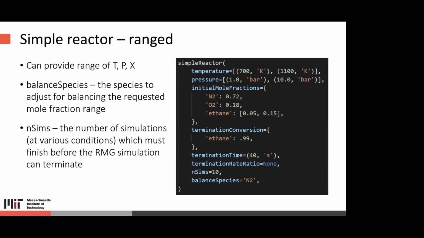And one more quick question. I see with ethane there's also a range of mole fraction. Would RMG automatically change the mole fraction of N2 and O2 to make it one mole fraction? Right, that's also a good question. You can see the balanced species here. You can specify the species to adjust the molar fraction of that species for balancing the requested molar fraction range. Otherwise, they will just automatically be renormalized to one.